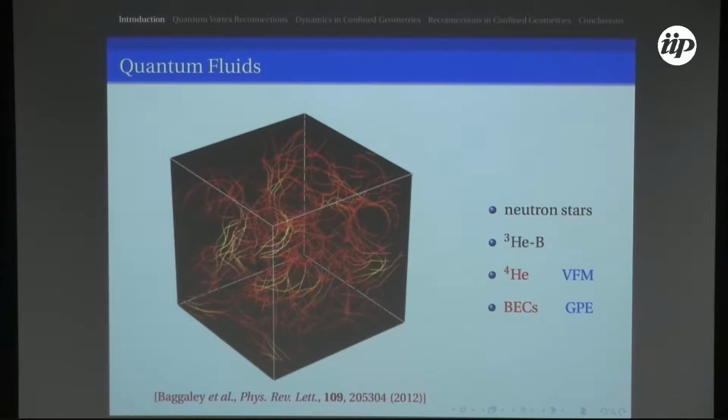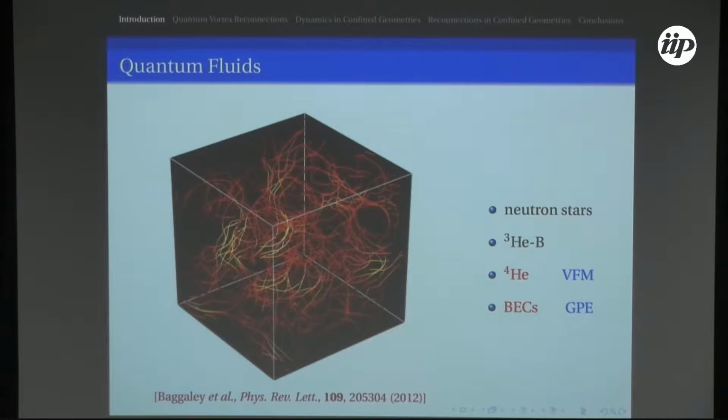Okay, so quantum fluids, there are several types of quantum fluids. The core of neutron stars is thought to be in superfluid states. We've got helium-3, B phase, and then we have helium-4 and Bose-Einstein condensates. I would just point out here that the scales involved are very different, as Carol described yesterday, and therefore we are forced to use a different toolbox. In one case, the Biot-Savart equation, which is integrated thanks to the vortex filament method, and in the other case, the Gross-Pitaevskii equation, which is a valid model at the t equals zero limit, and if the Bose-Einstein condensate is weakly interacting and in the dilute limit.